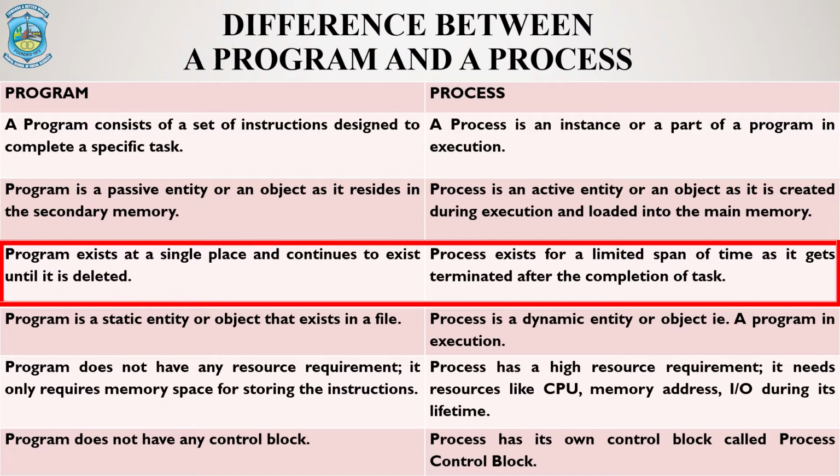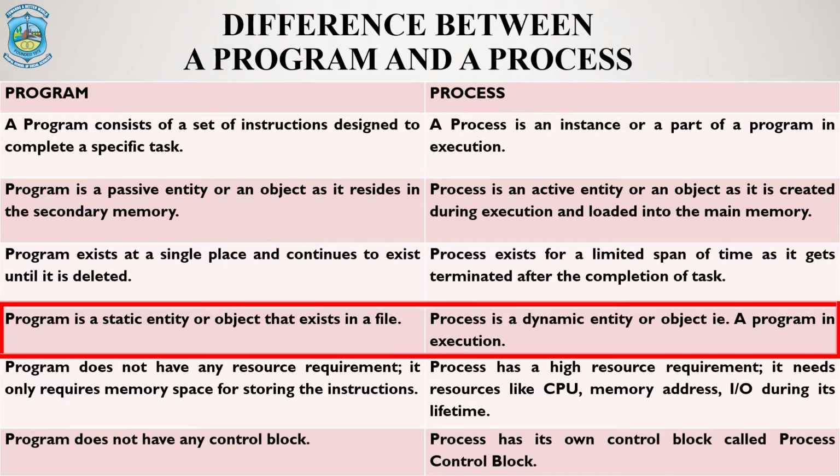Third difference is program exists at a single place and continues to exist until it is deleted. Until and unless we delete program from the secondary memory, it exists in the memory. Whereas process exists for a limited span of time as it gets terminated after the completion of task. As soon as the execution is completed, it is terminated from the primary memory. That is why we say that process exists for limited span of time.